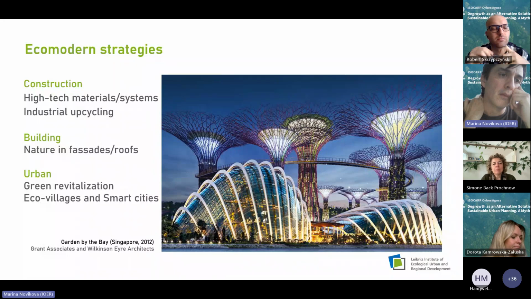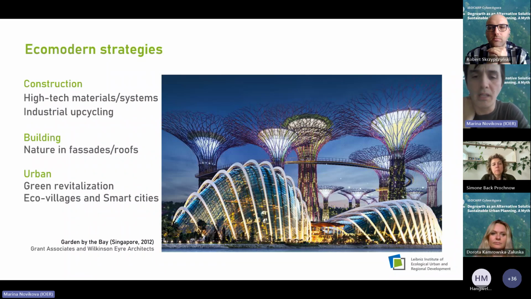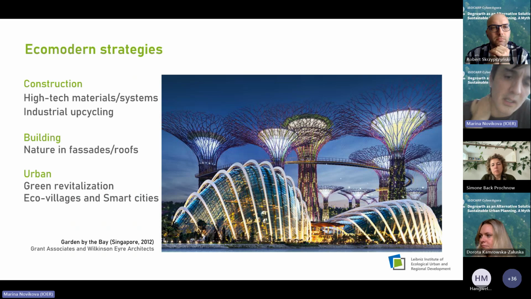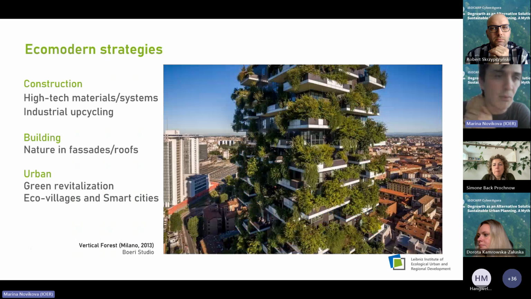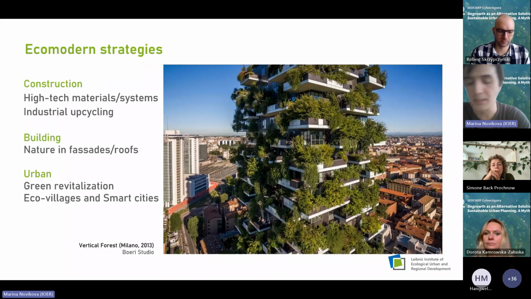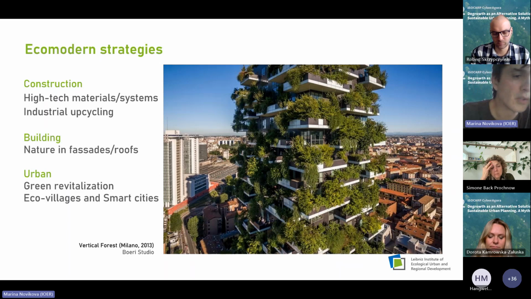Basically, the main directions, eco-modernism, this green growth mentality goes into spatial development. It has to do with high-tech material systems and industrial upcycling, here shown by the Gardens by the Bay Park in Singapore. At a building level, it speaks about nature in facades, by which there are these sophisticated systems that can enable nature to be incorporated in buildings. And in the case of urban areas, it has to do with green revitalization of city centers.